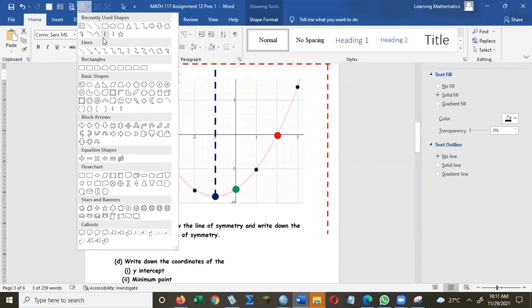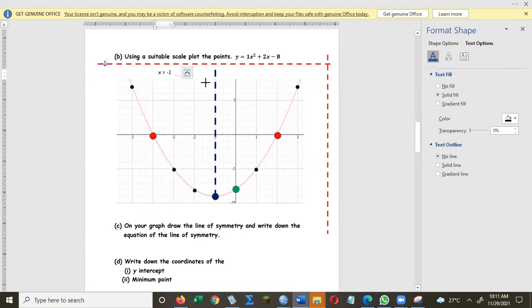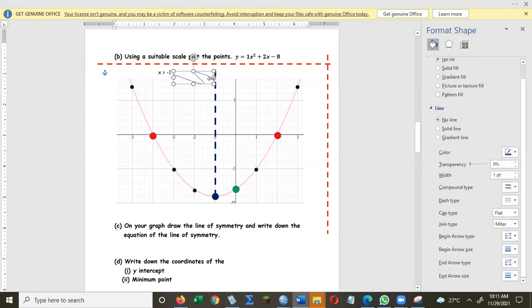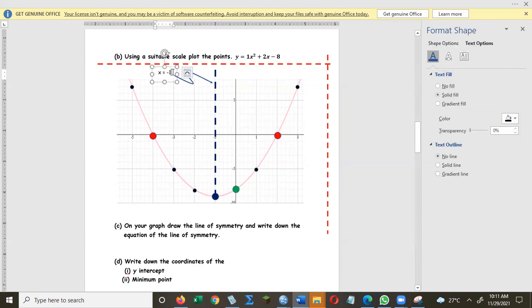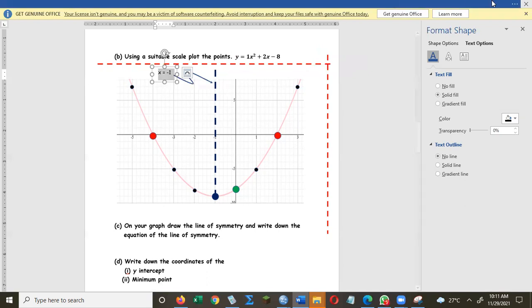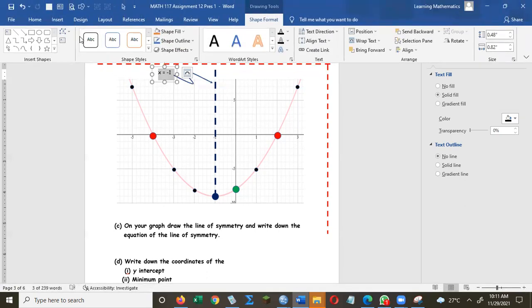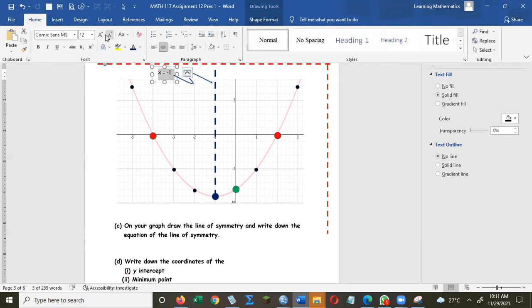All right, so please bear that in mind. That's the line of symmetry. X is equal to -1. Please take note of that. Make a record of this. X is equal to -1. So that's the line of symmetry. X is equal to -1. So please take note of this.